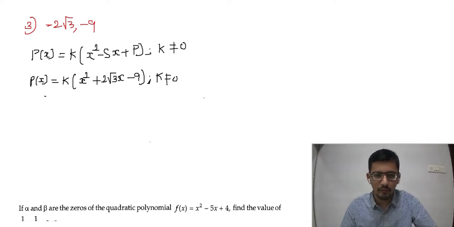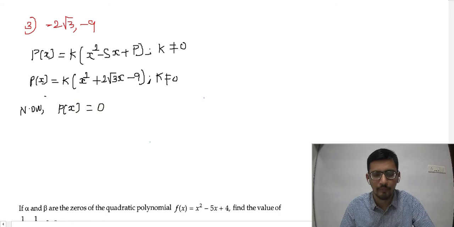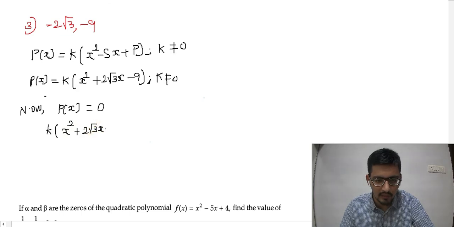After that, the next part of the question: also find the zeros of this polynomial. So already we discussed, if you want to find the zeros of any polynomial, we have to take the polynomial equal to 0. So what is the polynomial given here? k times x square plus 2 root 3 x minus 9 is equal to 0. Both sides you can divide by k, because we know that k is not 0. So I will get x square plus 2 root 3 x minus 9 equal to 0.